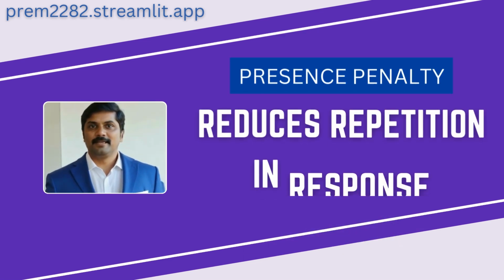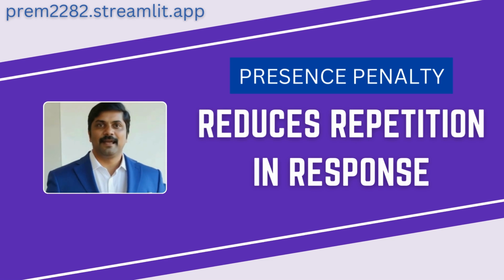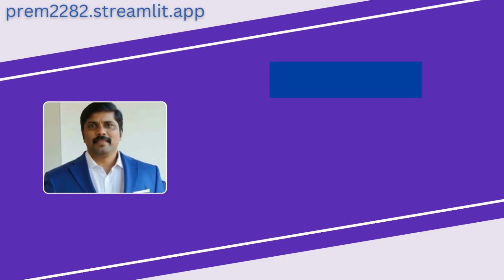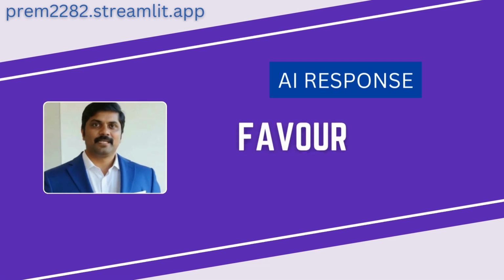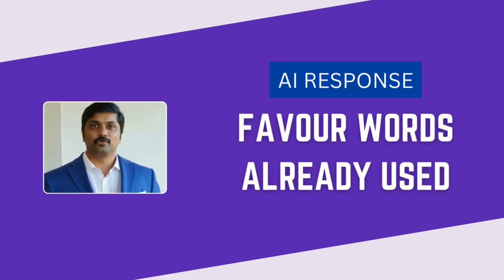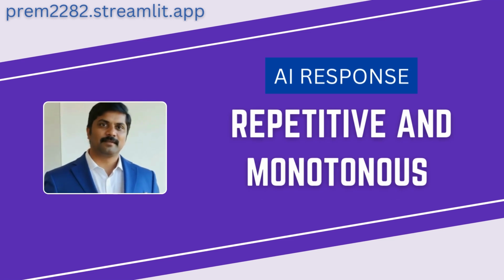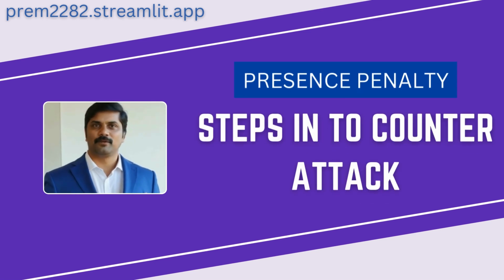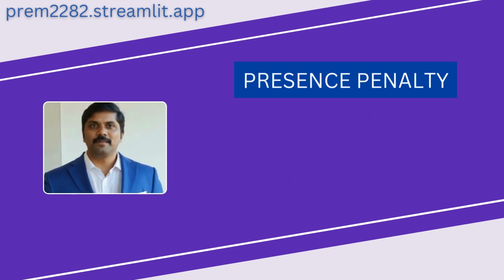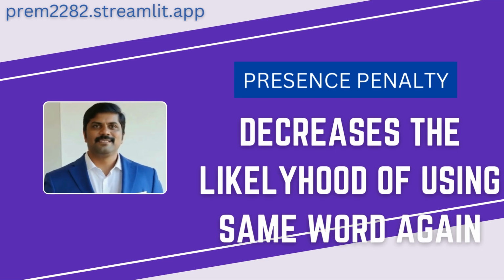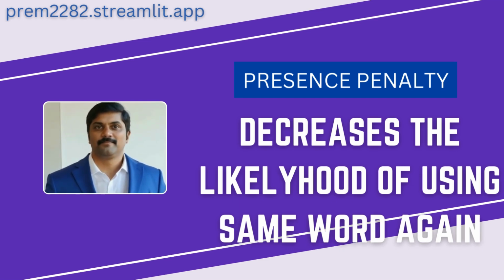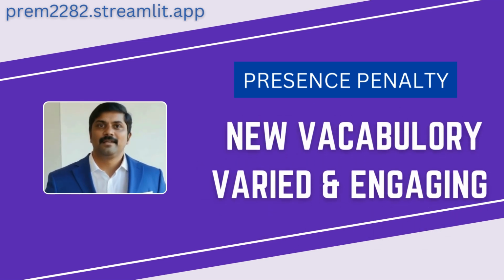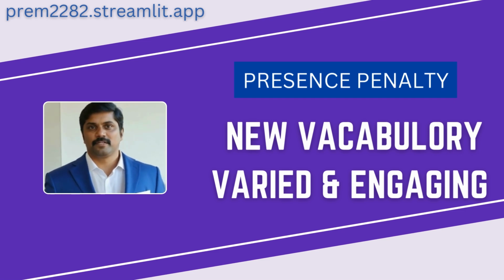The presence penalty helps to reduce repetition in AI responses. When the AI generates text, it tends to favor words it has already used, leading to repetitive and sometimes monotonous outputs. The presence penalty steps in to counteract this tendency. When the AI considers using a word it has already mentioned, the presence penalty decreases the likelihood of choosing that word again. This encourages the AI to explore new vocabulary and generate more varied and engaging responses.